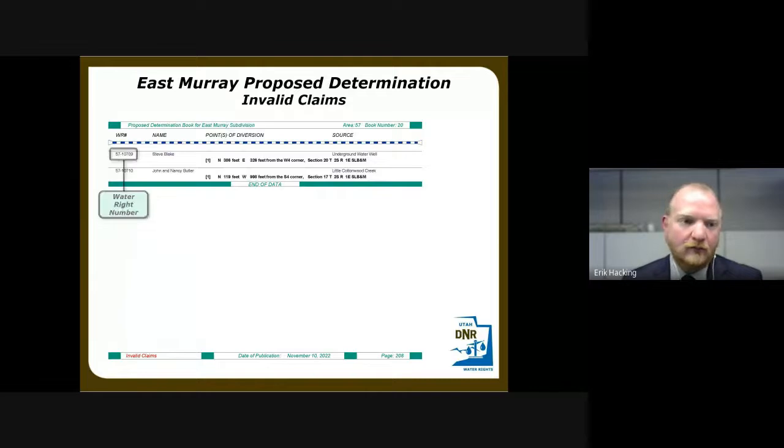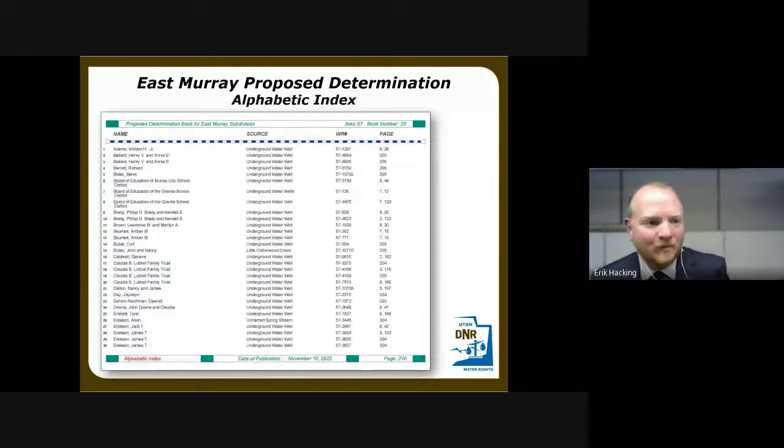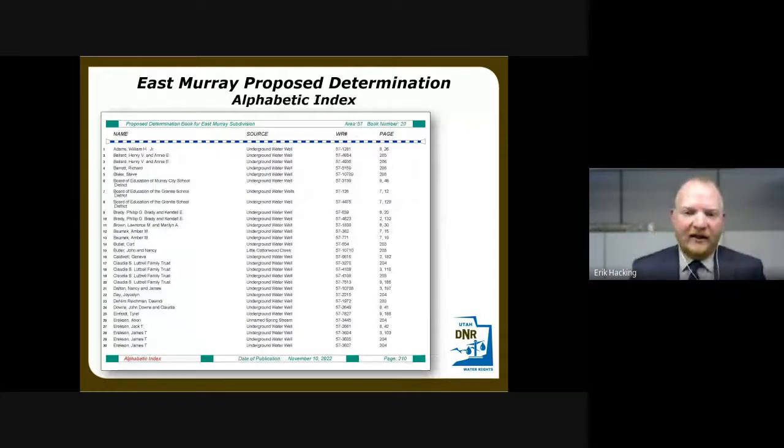And again, we've got the water right number, owner of record, and the location of the point of diversion and the source. All right. And lastly, we have the alphabetical index. This is a handy way to find your right quickly. It's alphabetical based on the name of the owner of record, as you can see. It also lists the point of diversion or source, water right number, and then the pages over here to let you know everywhere that right is mentioned.